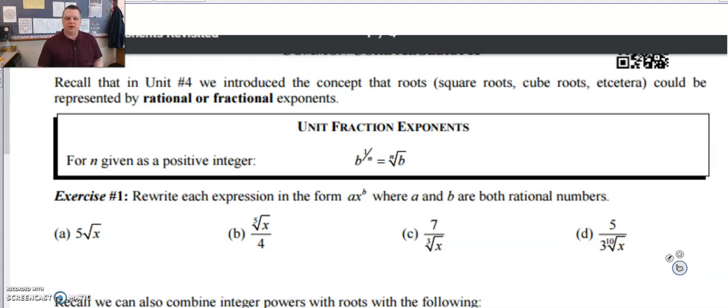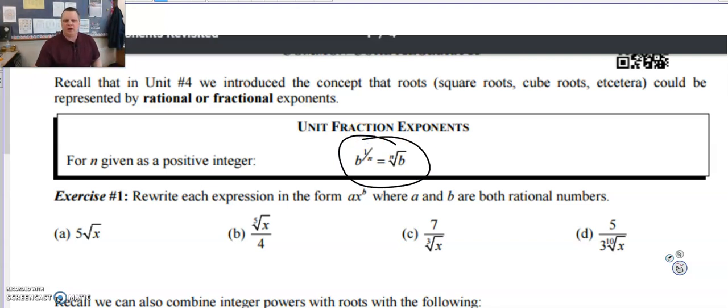Okay, it gets a little confusing here. More work with square roots. We were introduced to some of this a couple units ago, a couple sections ago, where we were talking about our unit fraction exponents right here. Okay, put it on the board.